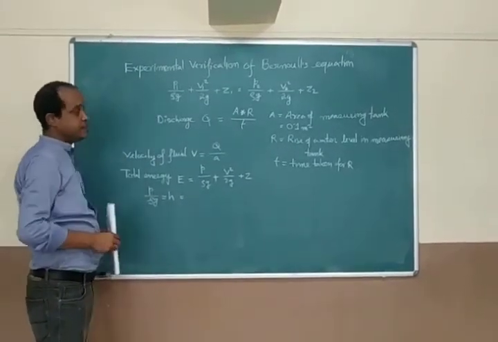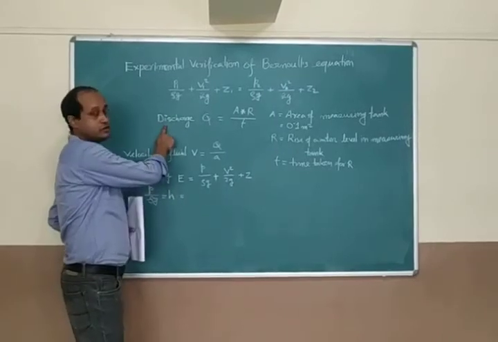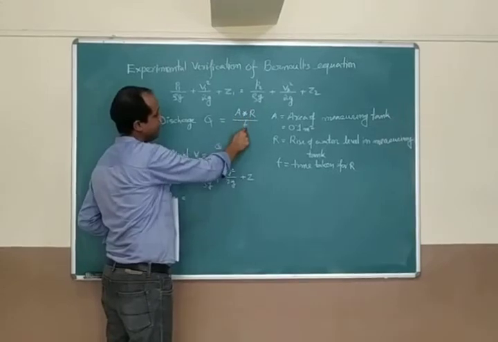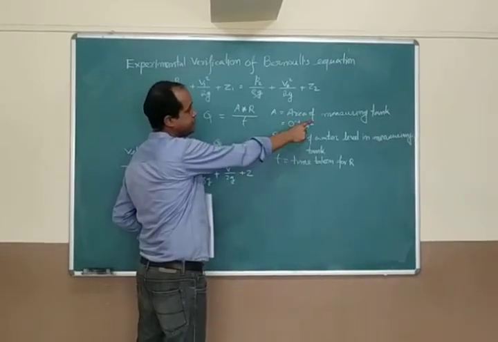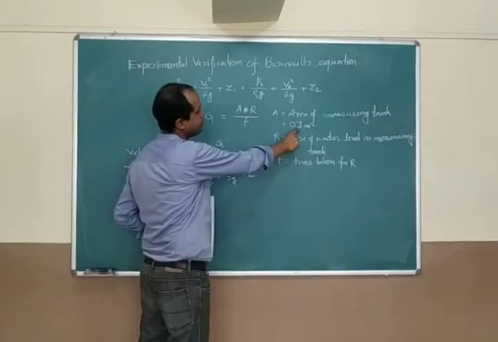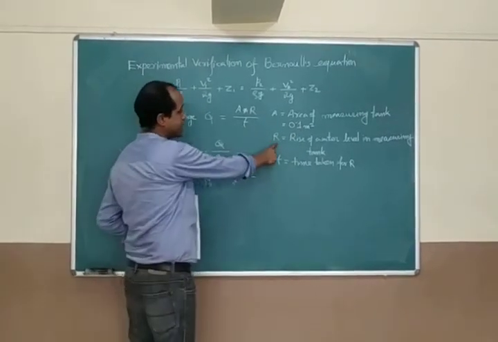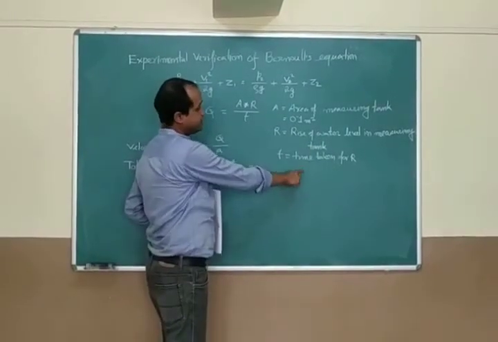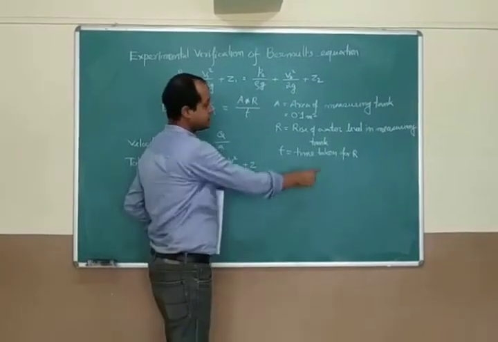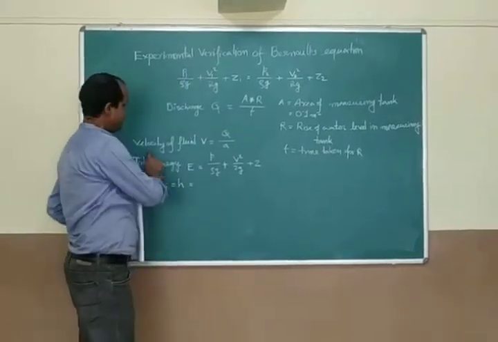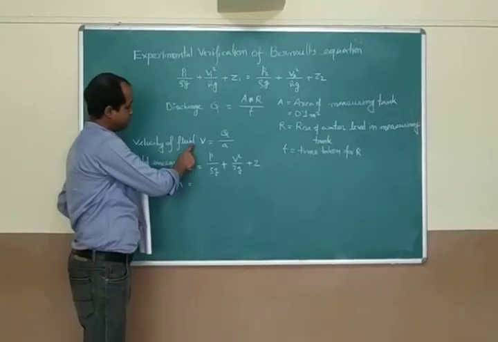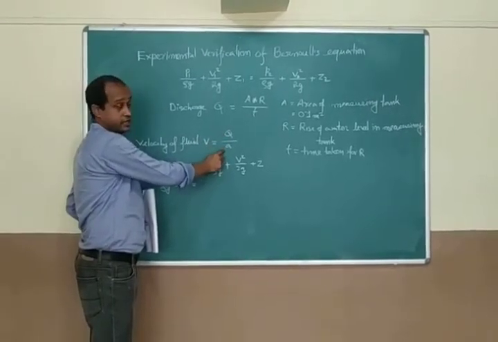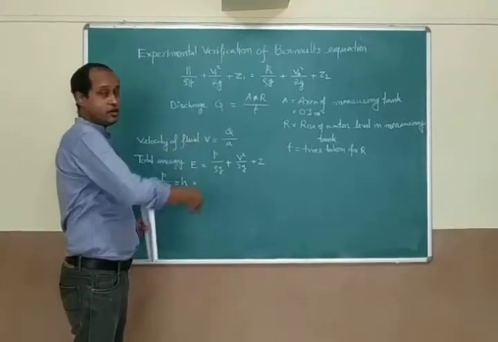So for this experiment we are supposed to find out the discharge Q, which is given by A into R by T. A is the area of the measuring tank, which is already given as 0.1 meter square. R is the rise of water level in the measuring tank, and small t is the time taken for R, in seconds. And velocity of the fluid can be derived by this equation, Q by A. What is A? We will give later on.